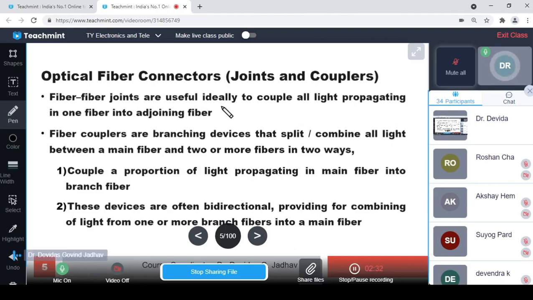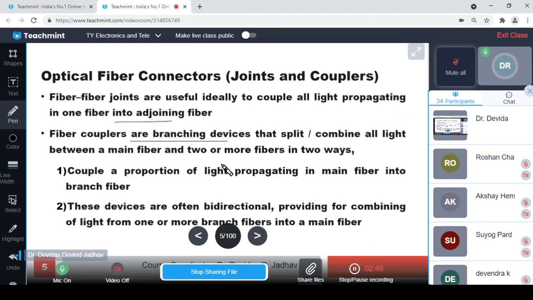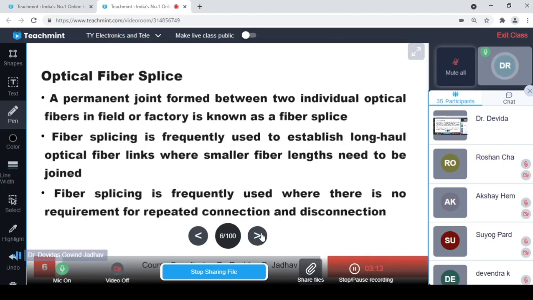So fiber joints are useful to couple light propagating from one fiber to the next fiber, and couplers are for branching. So there are two types: one is fiber joints, and the other is couplers, among the connectors. Coupling is also of two ways. One can branch the light propagating in the main fiber into different fibers, coupling one light into many other fibers, and from many it can be combined into one fiber.